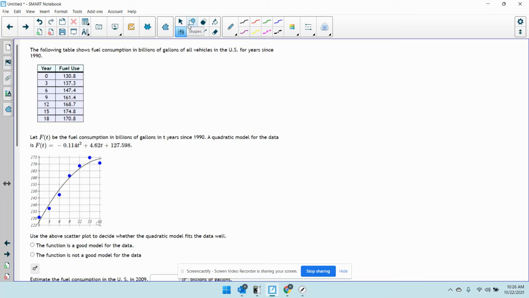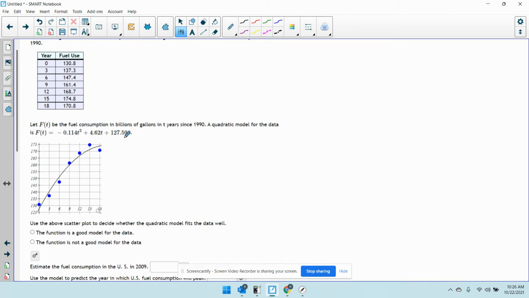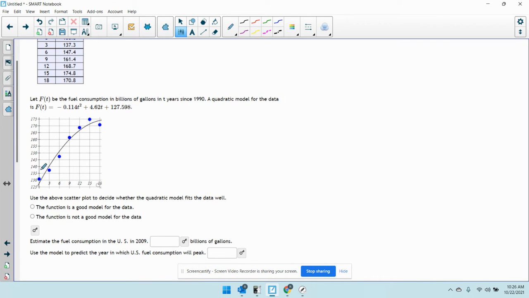Okay, it says the following table shows fuel consumption in billions of gallons of vehicles. It gives you the data, it gives you the equation, and it gives you the graph. It says use the above scatter plot to decide whether the quadratic model fits the data well. Basically, you're just seeing, does the graph seem to go through the quote unquote center of all the points? Yeah, some points are below, some points are above. That's really what you're looking for.